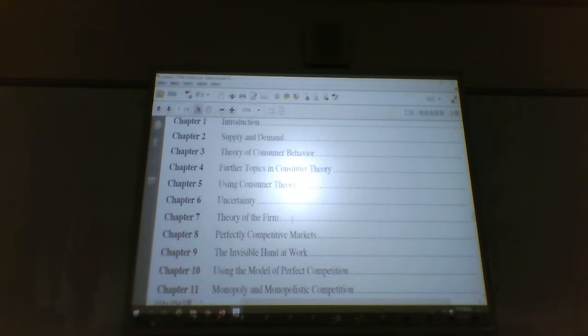Basically, the role of a firm is to produce goods and to sell to consumers, and in that way they make profits out of it. But a lot of people talk about something else now. For example, there's a concept called CSR. So what is CSR? Corporate social responsibility.